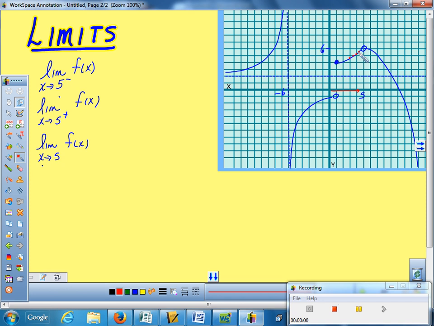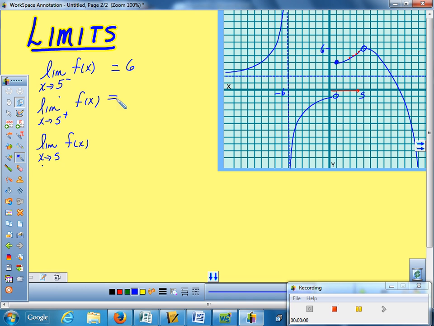6. Does it matter that there's a hole there? No, because limits only care about what happens when you get close. Limits do not care what's happening right on 5. This is what happens when you're getting close to it. And as we get close to 5, the y-coordinate is getting close to 6.